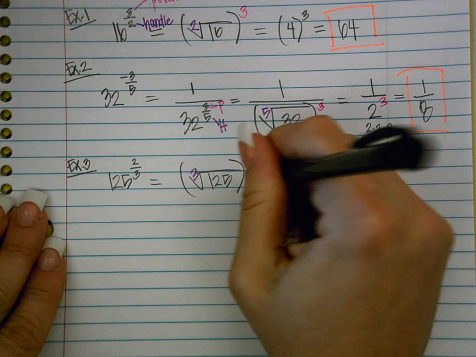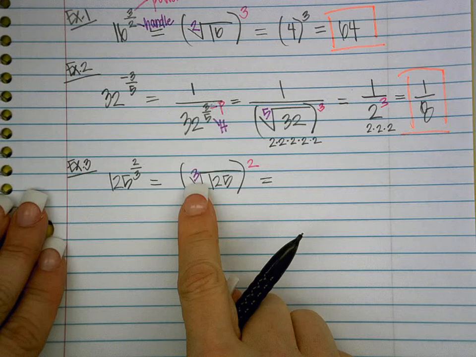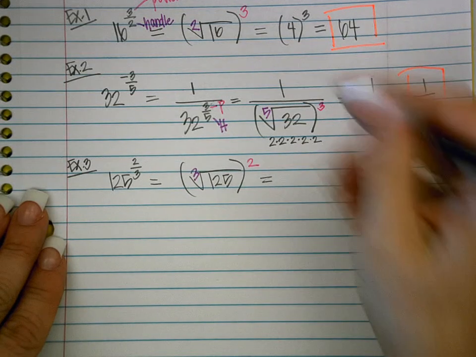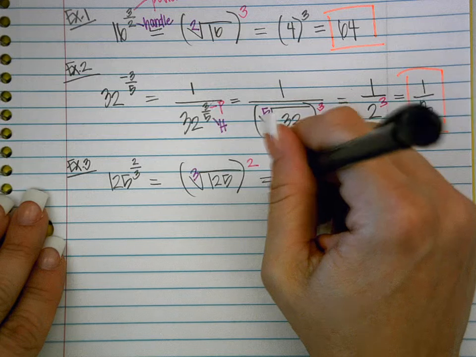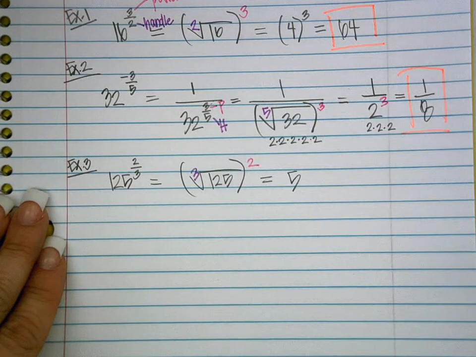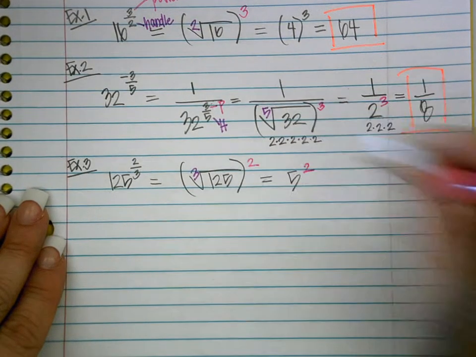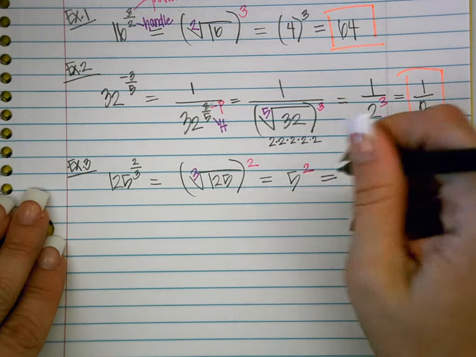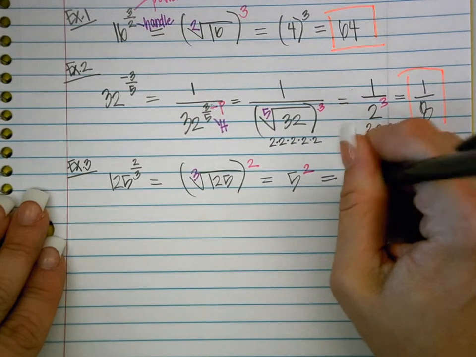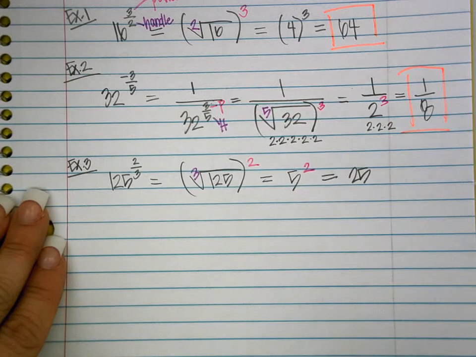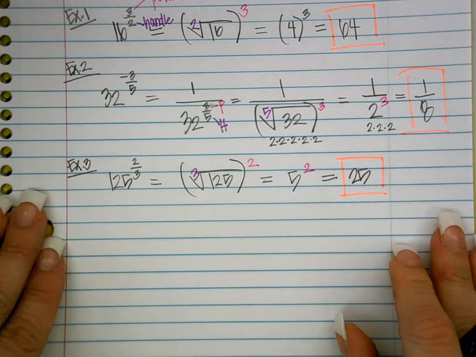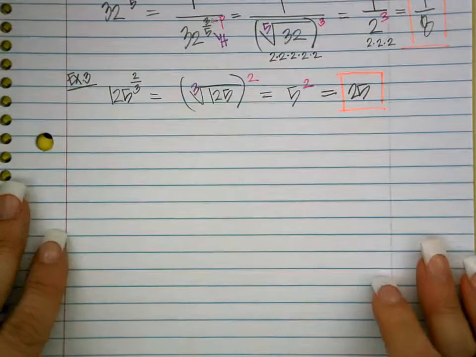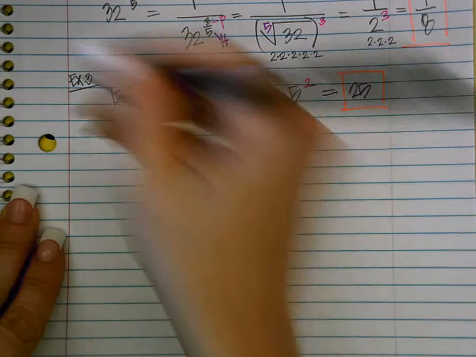Then do what's inside the radical. So what's the cube root of 125? 5. And you're going to take that to the 2nd power. So 5 squared is equal to what? 25. That's your answer. Anyone have questions so far? Okay, let's try another negative. I have 2 more and then we'll be done.